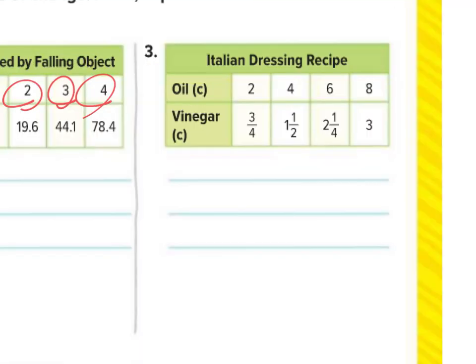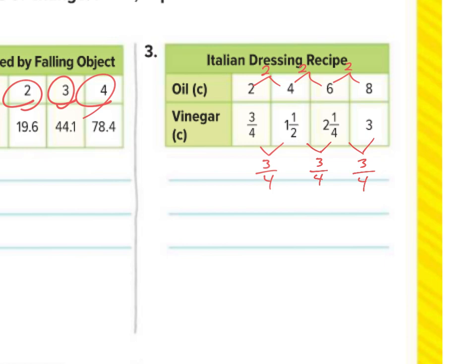So let's look at number 3. Now we've got a ratio of oil to vinegar. So we've got change from 2 to 4, which is 2, 4 to 6, which is 2, 6 to 8, which is 2. And then we've got some fractions we're going to have to deal with here. So 3/4 to 1.5 is 3/4. 1.5 to 2 1/4 is 3/4. And 2 1/4 to 3 is another increase of 3/4.